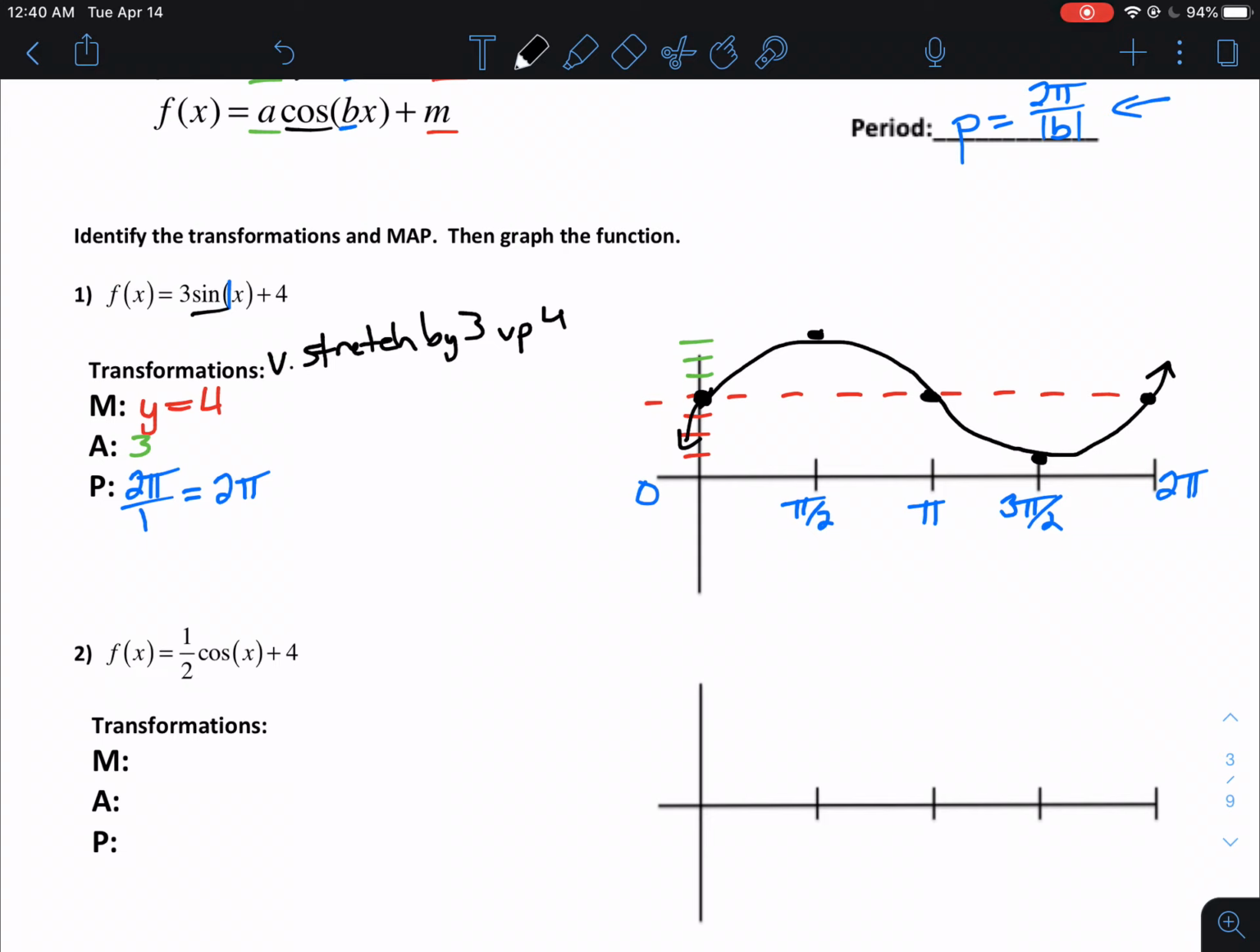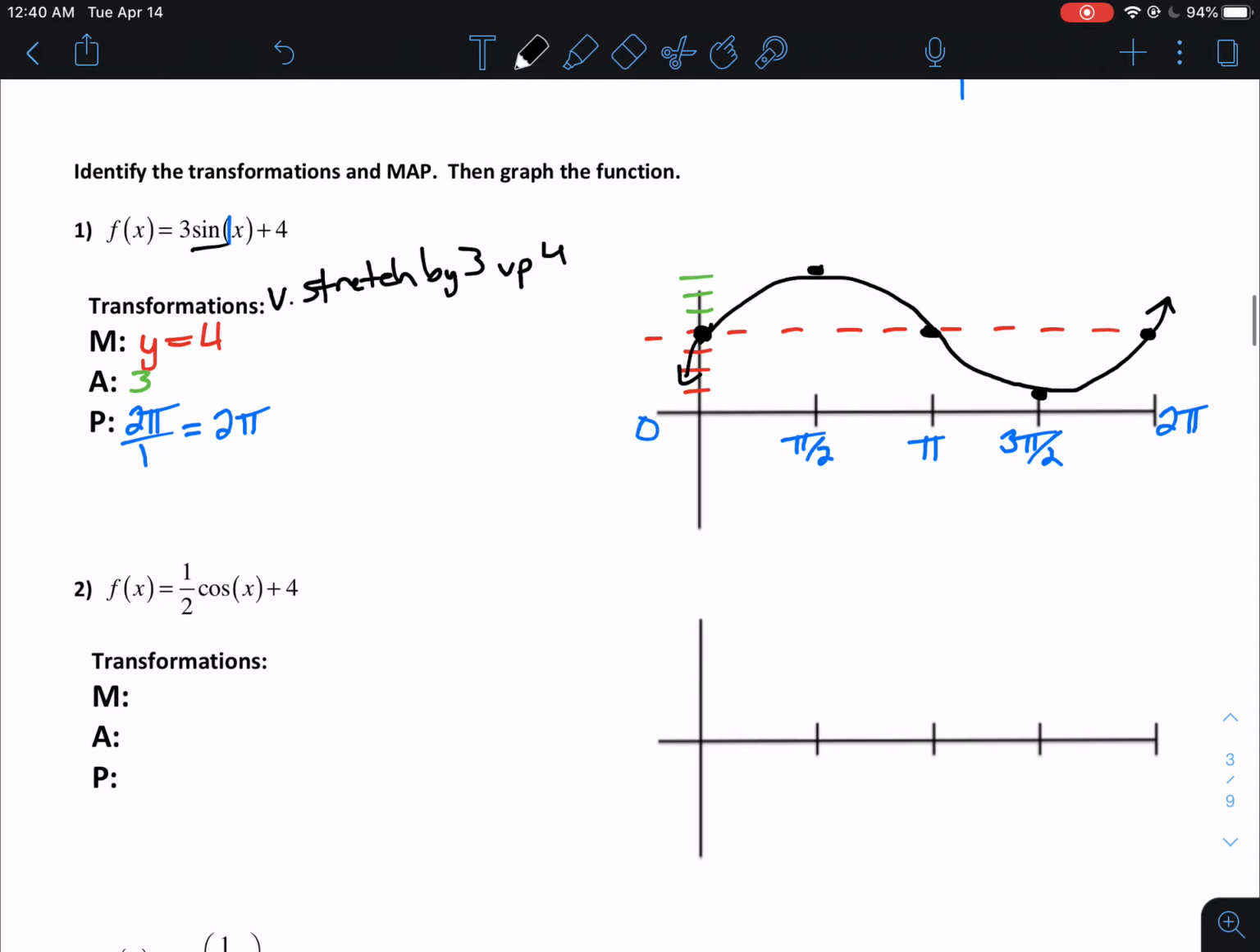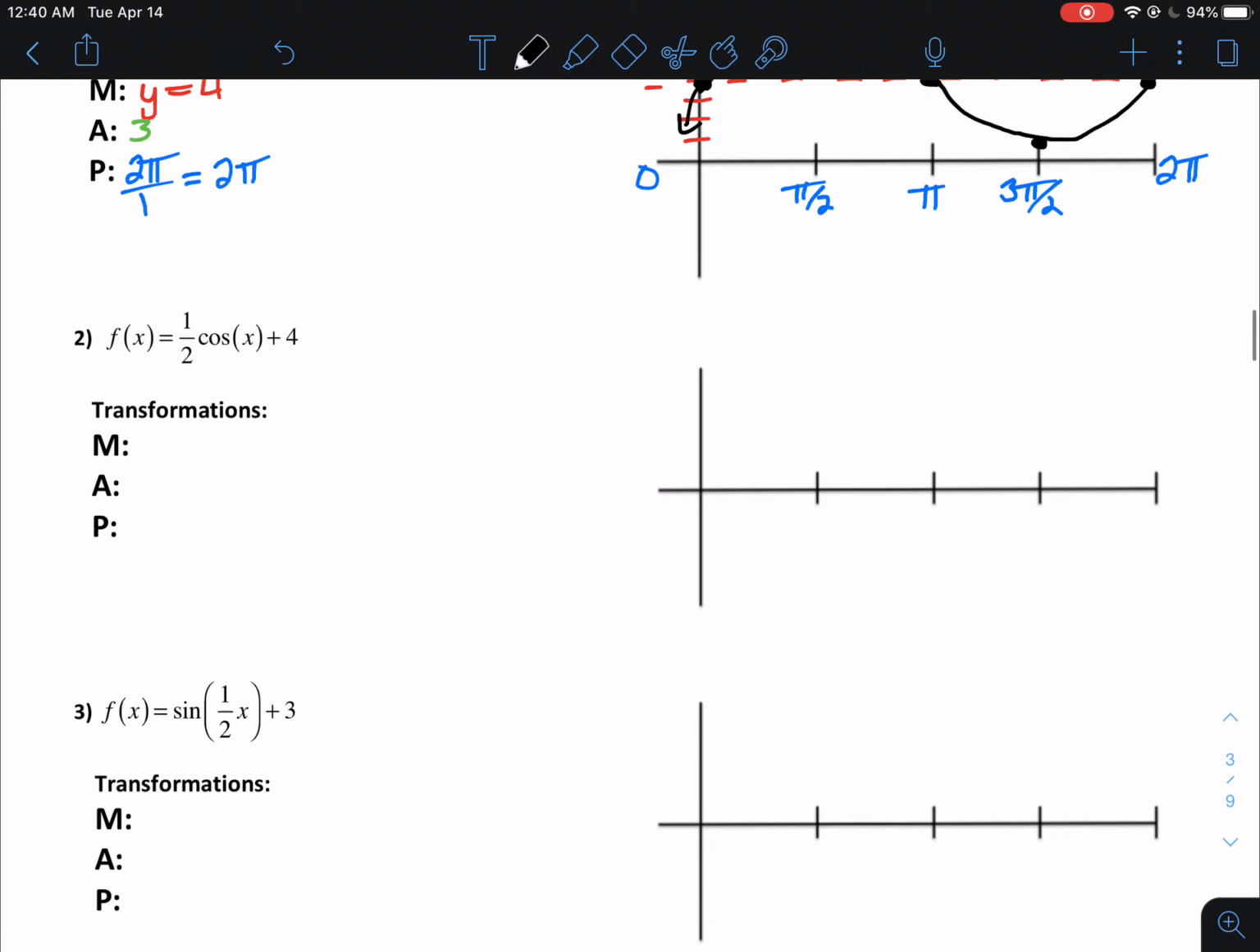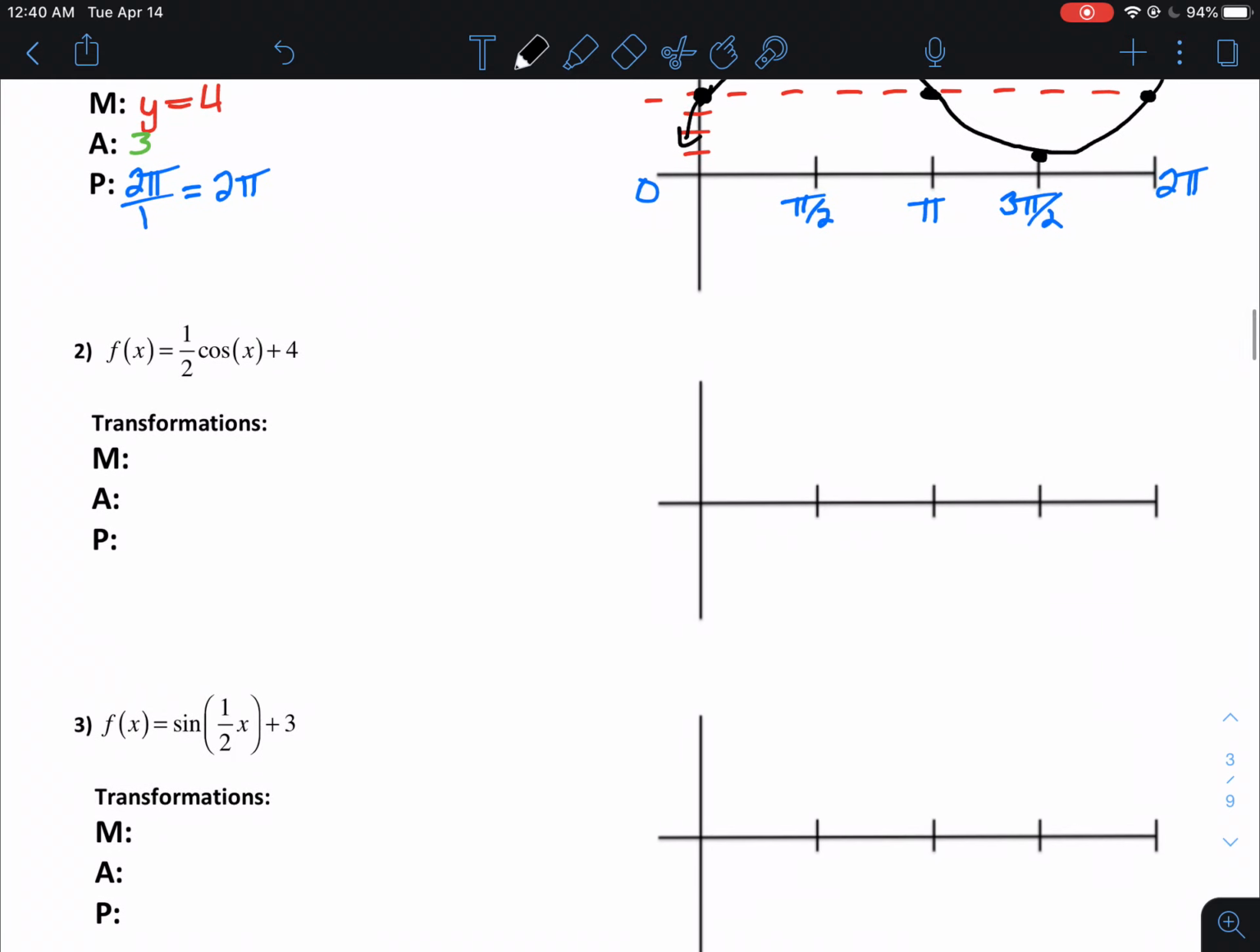All right, so that gave us a chance to talk about sine. Let's talk about cosine, and how cosine is a little bit different. Let's start the same way though. Let's start by listing off our transformations. We should have 2 of those. We've got a vertical shrink by 1/2, and then we're shifted up by 4.